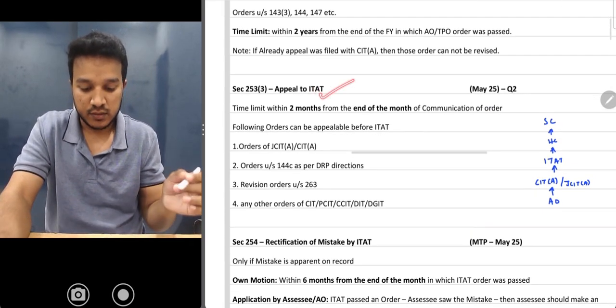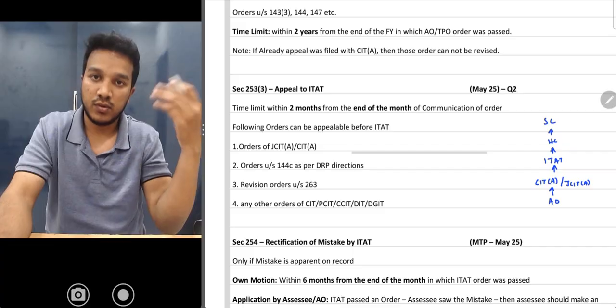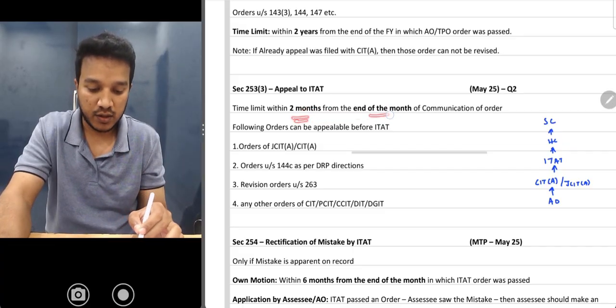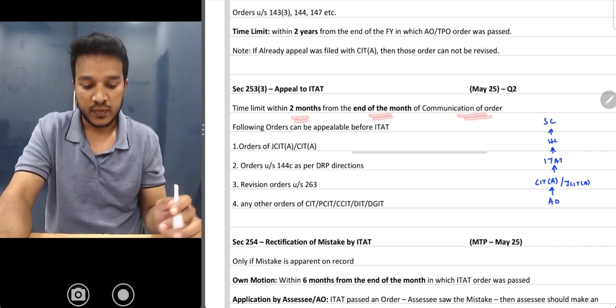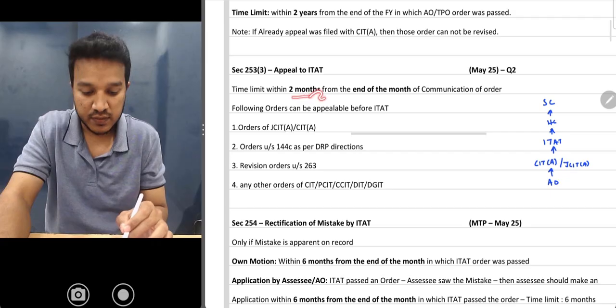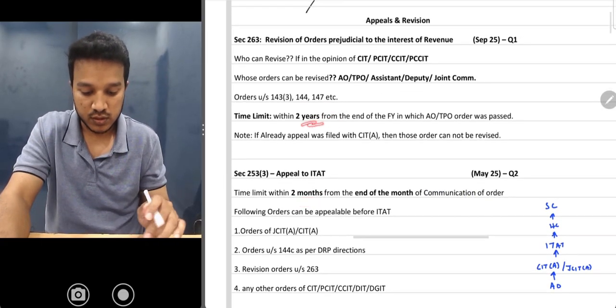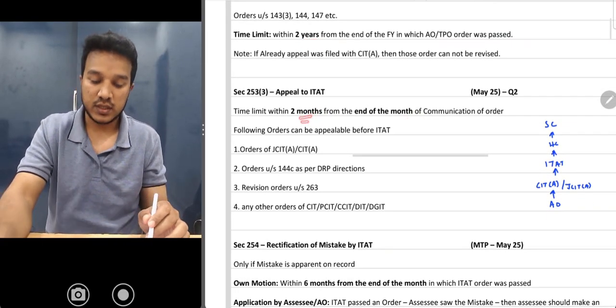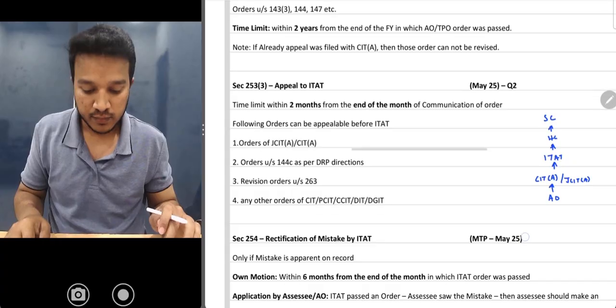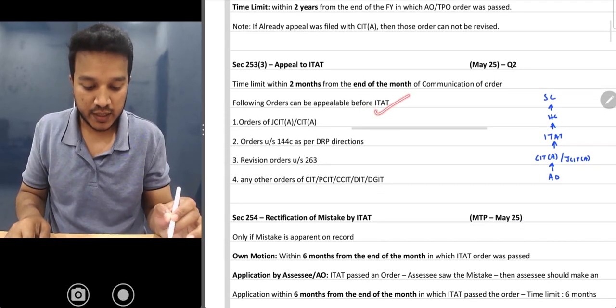253, appeal to ITAT. What is the time limit to appeal to an ITAT? It is 2 months from the end of the month in which the order is communicated. So time limits are very important. Here in this case it is 2 years. Here in this case it is 2 months from the end of the month. Now who all can go and make an appeal to ITAT?